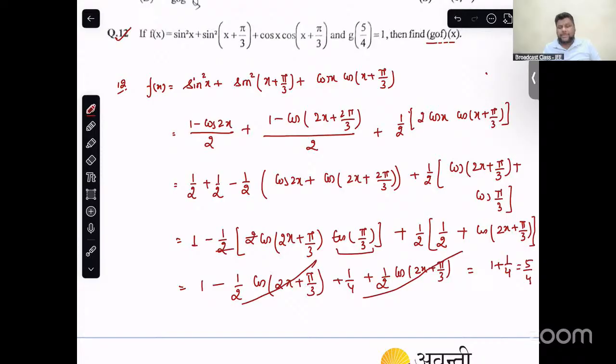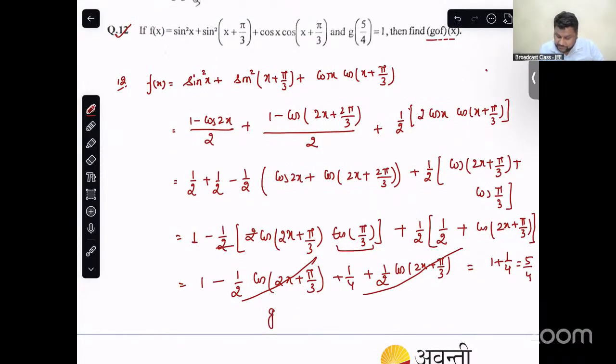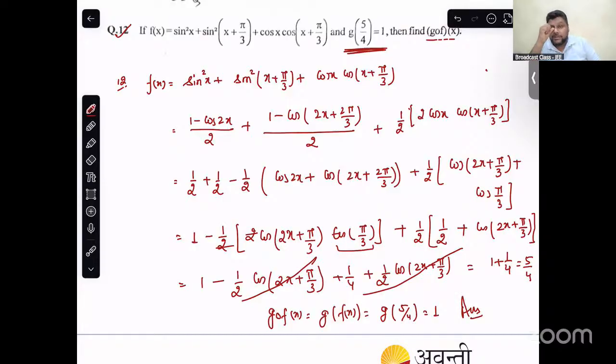So what happened basically, this f of x came out as a constant function. Yes. So now if it is a constant function, g of f of x they are asking, that is g of f of x is what? 5 by 4. And g of 5 by 4 is provided to me as 1. So this is the answer. Correct? Have a look. Complete quickly.